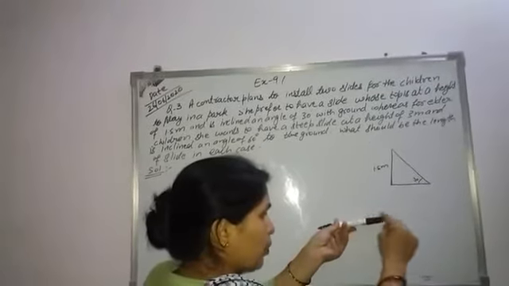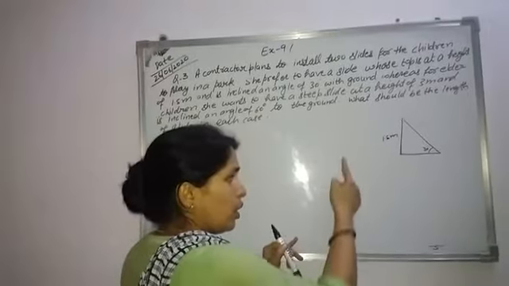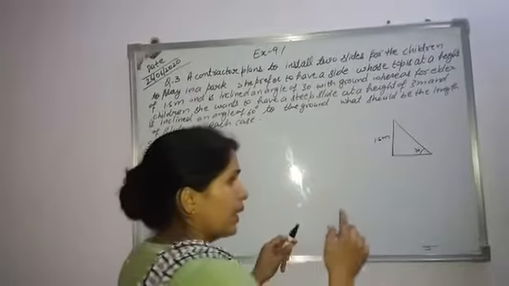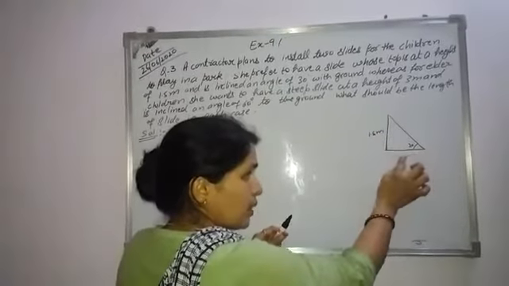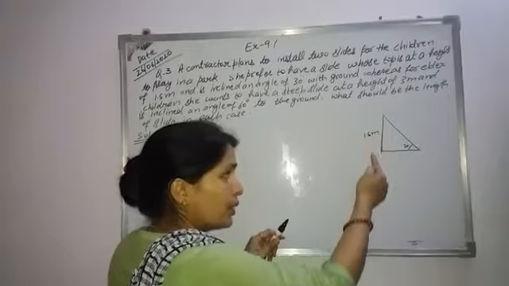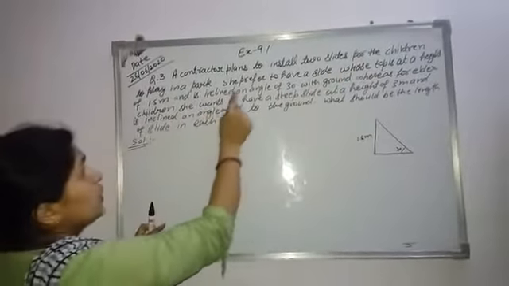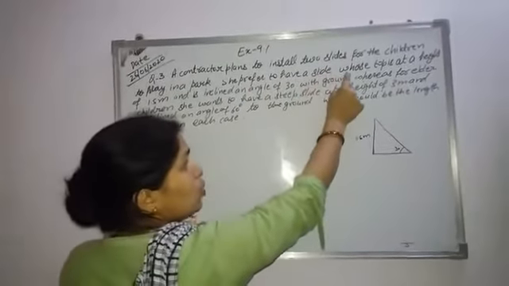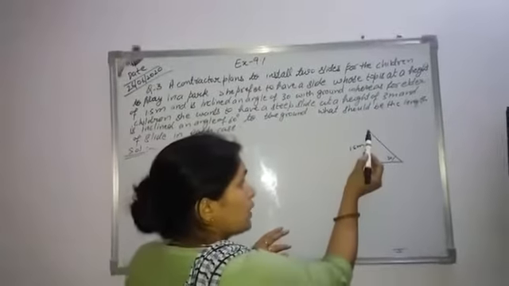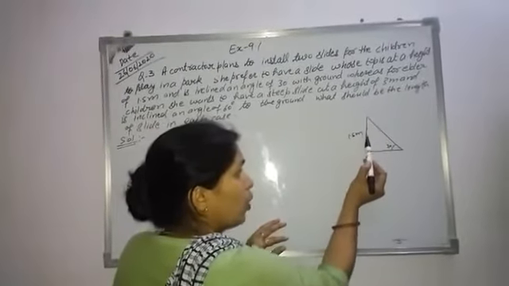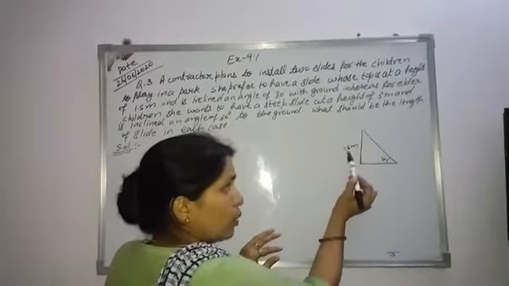Suppose this is our ground, and on this ground we want to make a slide, and the slide is always in this manner. So this is the slide and this ground is the horizontal line. They are saying that for the children she prefers to have a slide whose top is at a height of 1.5 meters. So this is the top of the slide, and the height from the ground to the top is 1.5 meters.